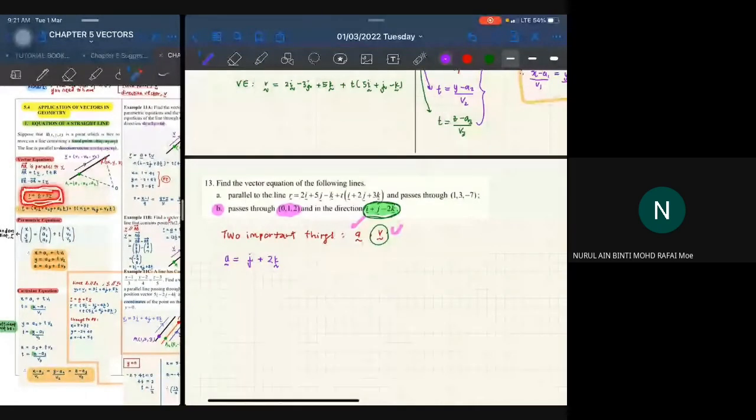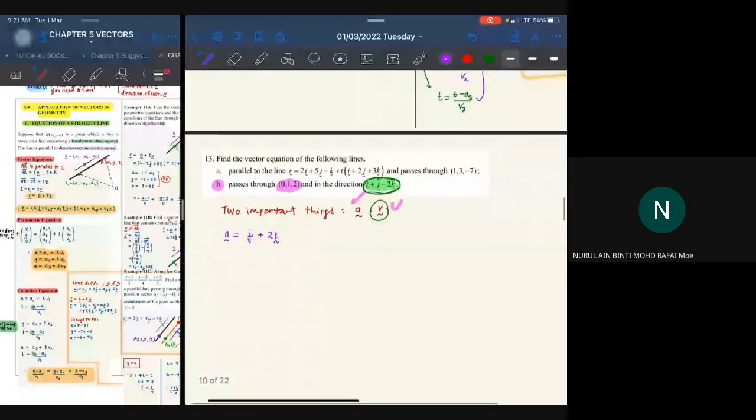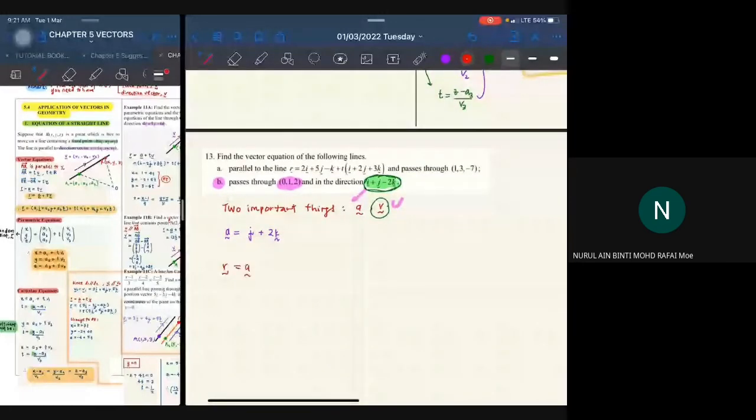Our formula for vector equation is r equal to a plus tb. Okay, so it's r equal to a plus tb, so you know your a, j plus 2k, right? And then just plus it with constant t and then times with v. So v is i plus j minus 2k. Settle. That's your vector equation.